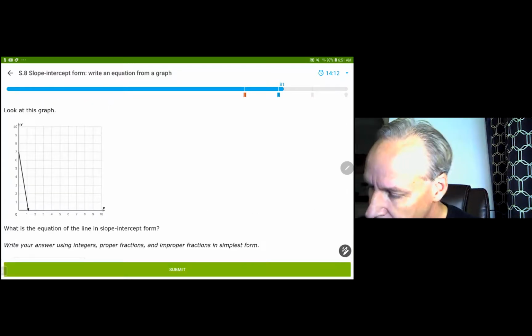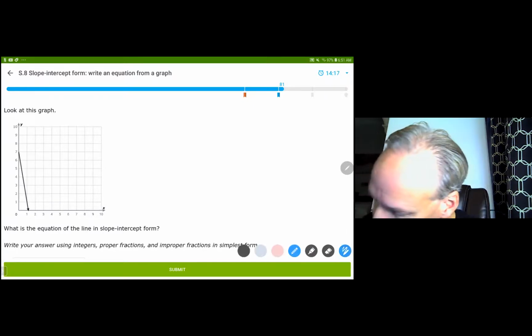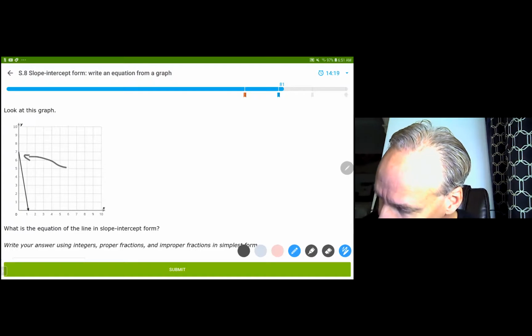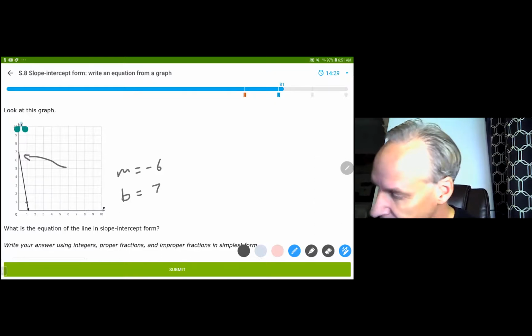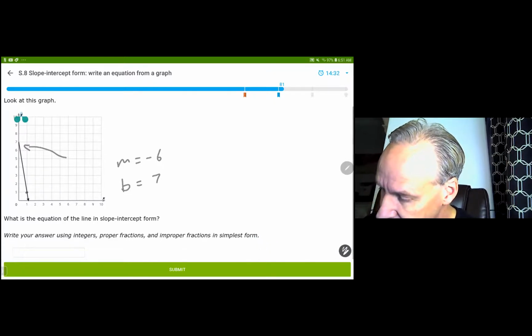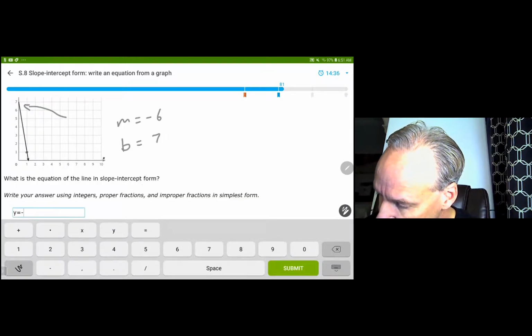And this one, we've got it going through 0, 7. There we go. 0, 7. So we also have a slope that looks like it's going down 6 over 1. So that is a slope of -6 and a b value of 7. So we can substitute it into our equation. Y equals -6x plus 7.